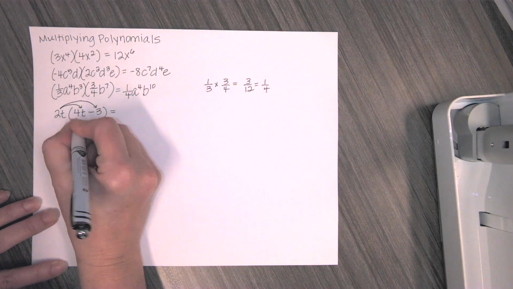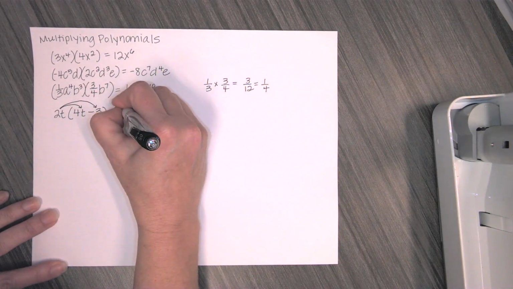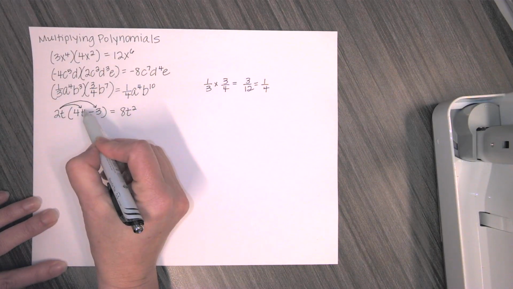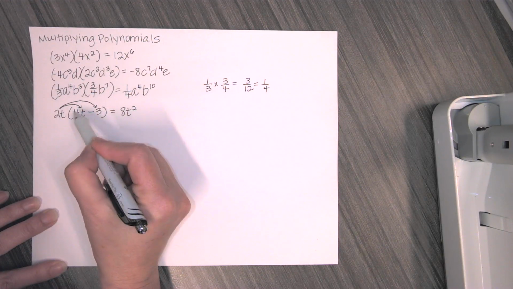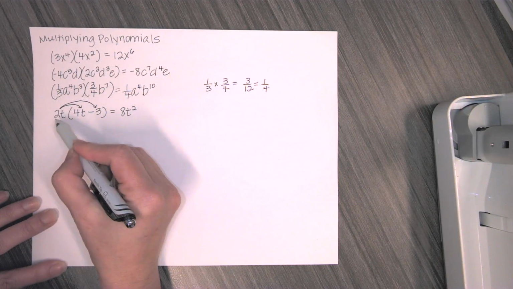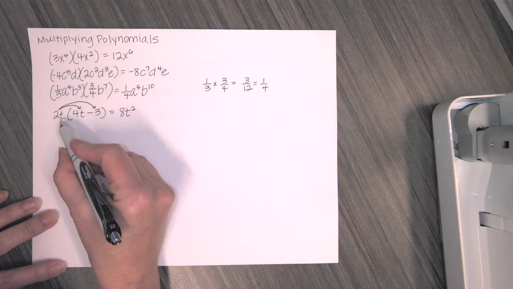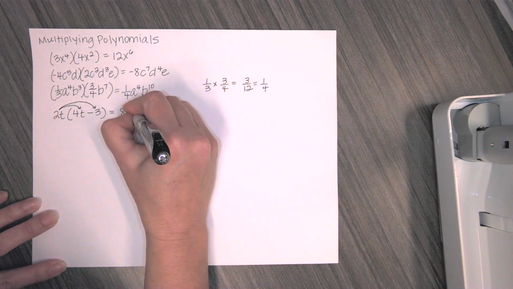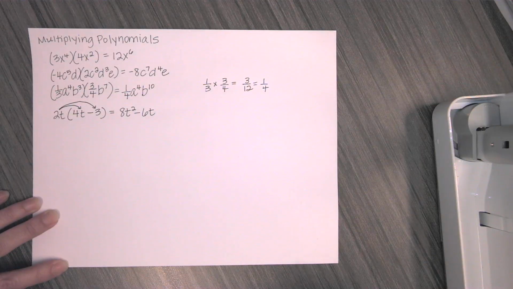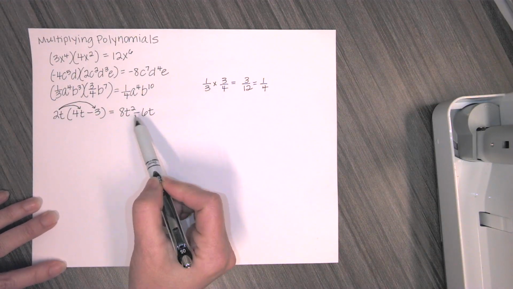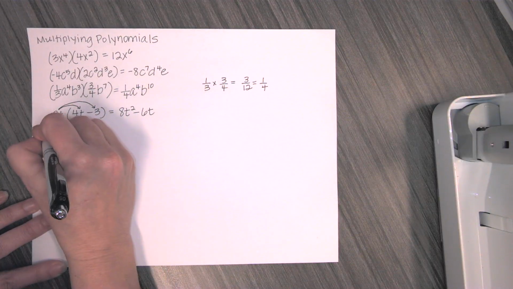So first we're going to do 2t times 4t, and that's going to be 8t squared. Again, because we're following that exponent rule that says when we multiply two things that have the same base, in this case the t, we add the exponents. 1 plus 1 is 2. So 2t times 4t is 8t squared. Now we're going to do the 2t times the negative 3, and that's going to be negative 6t. And this is our answer. We cannot combine those because they are not like terms. All right, let's look at another one.